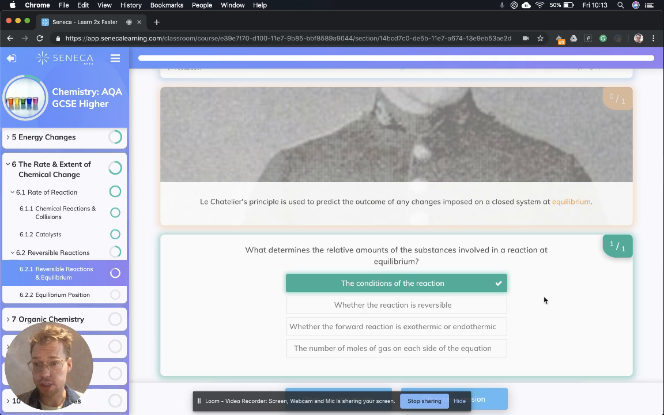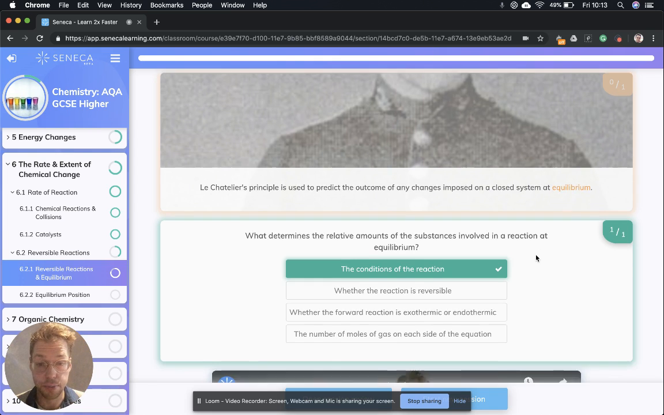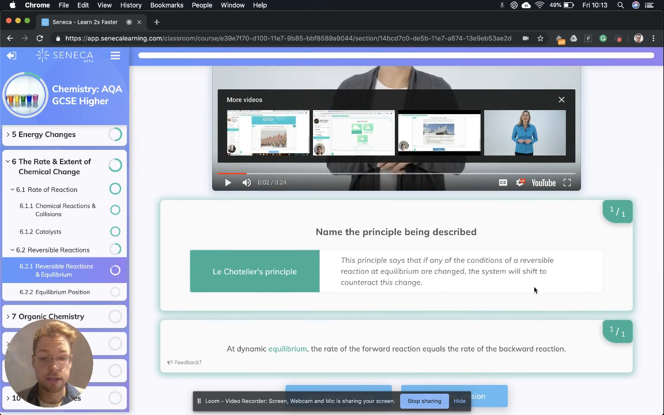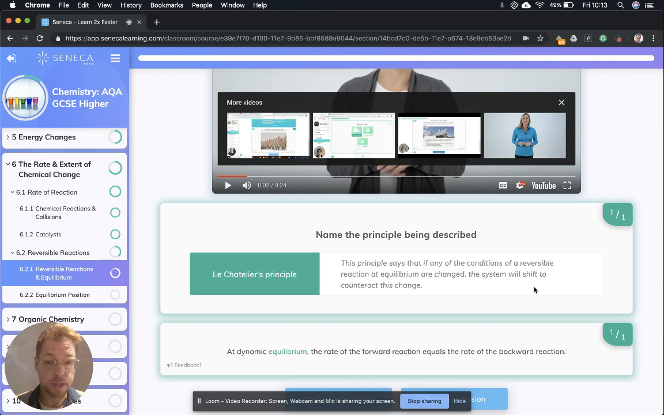Let's do a quick question to recap that. Le Chatelier's principle is used to predict the outcome of any changes imposed on a closed system at equilibrium. So it's a closed system at equilibrium. And to define it fully, the principle states that if any of the conditions of a reversible reaction at equilibrium are changed, the system will shift to counteract that change.